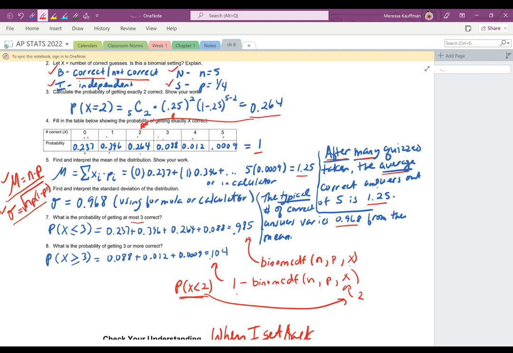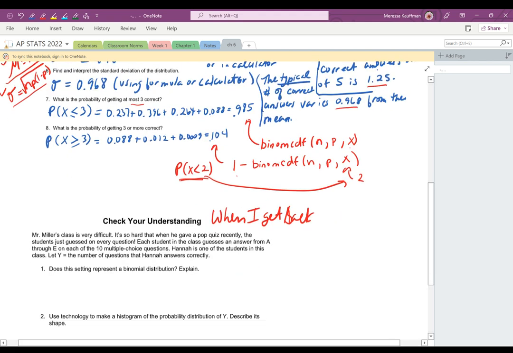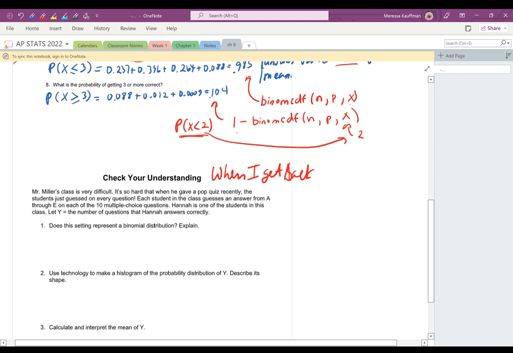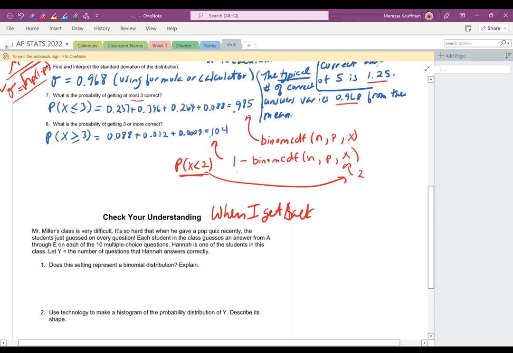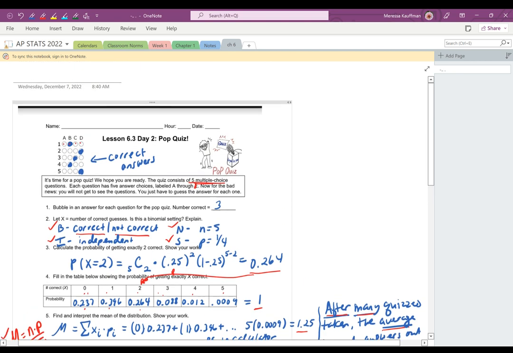Again, I think it is on your cheat sheet for the calculators, but we will be going over that when I get back into class. All right, I hope that was helpful. The check your understanding I plan to do together as a class when we get back, just so that I can make sure we're all understanding where we are at.